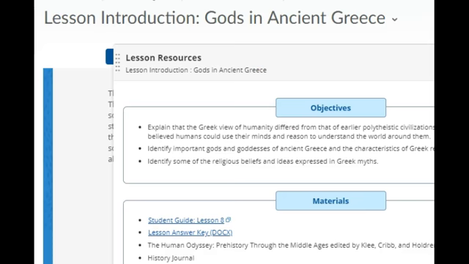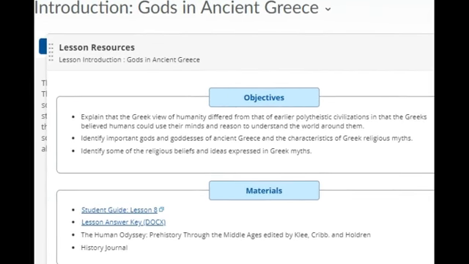So the lesson objectives for this lesson: we want to be able to explain that the Greek view of humanity differed from that of earlier polytheistic civilizations in that the Greeks believed humans could use their minds and reason to understand the world around them. We want to identify some of those important gods and goddesses of ancient Greece and the characteristics of Greek religious myths, and identify some of the religious beliefs and ideas expressed in those Greek myths.